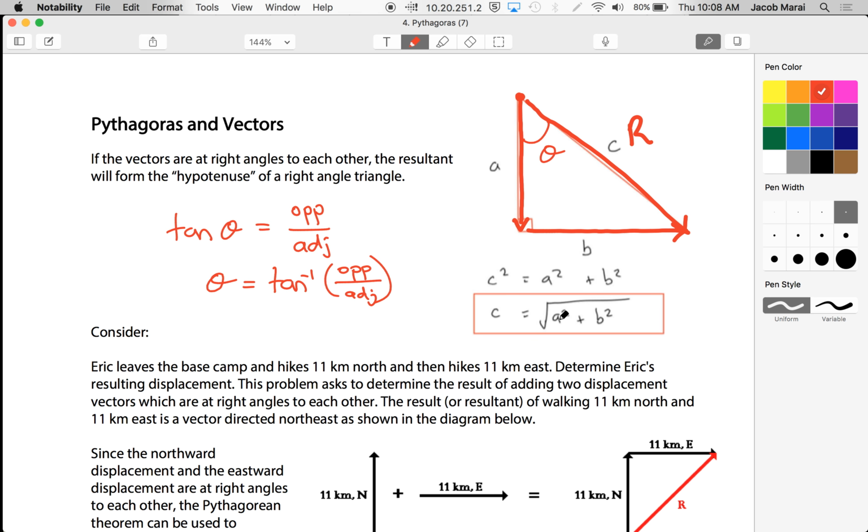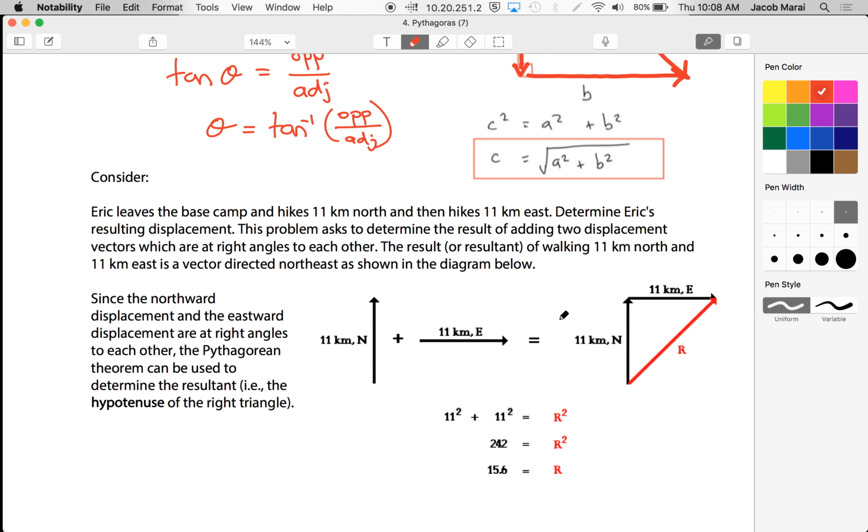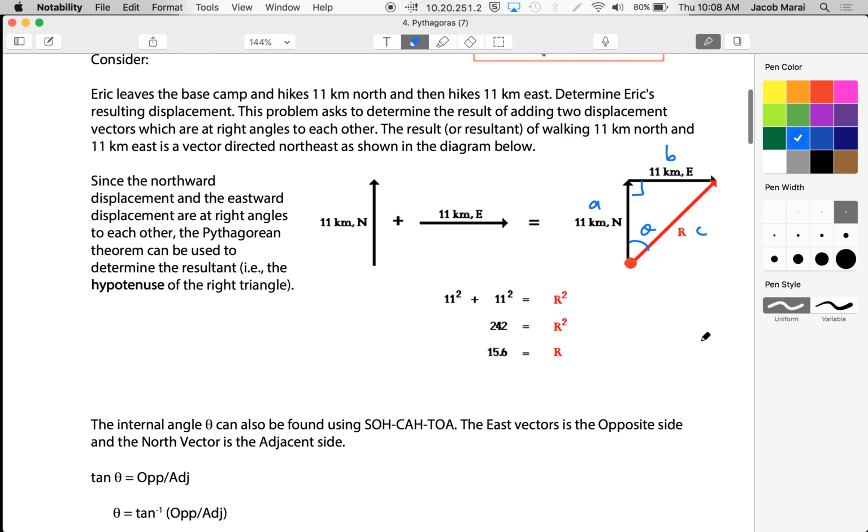Okay. Now this one I stole from the Physics Classroom, and it's in the lesson about vector addition. It says that Eric leaves base camp and he hikes 11 kilometers north and then travels 11 kilometers east. So what you can see there, they've done a tail to top method. They've drawn a vector diagram. The resultant is now our hypotenuse. And look what we've got. We've got a right angle, we've got A, we've got B, we've got C, and then we've got the angle theta there. All right? So there they've shown it.